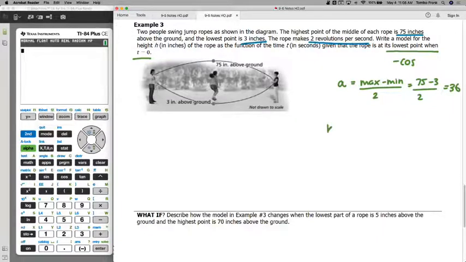Okay, from that we can find the sinusoidal shift, or the vertical shift up or down. That is just going to come from taking the maximum minus the amplitude.